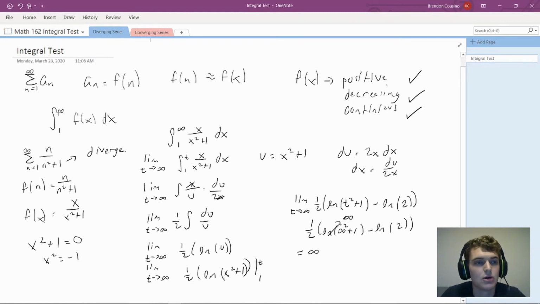Okay, so that's how you show that a series diverges using the integral test. And just remember the 3 stipulations. You have to show that the function is positive, you have to show that it's decreasing, and you have to show that it's continuous. And then you can solve the improper integral for your argument of the series. If that improper integral diverges, your series also diverges. If that improper integral converges, then your series converges.